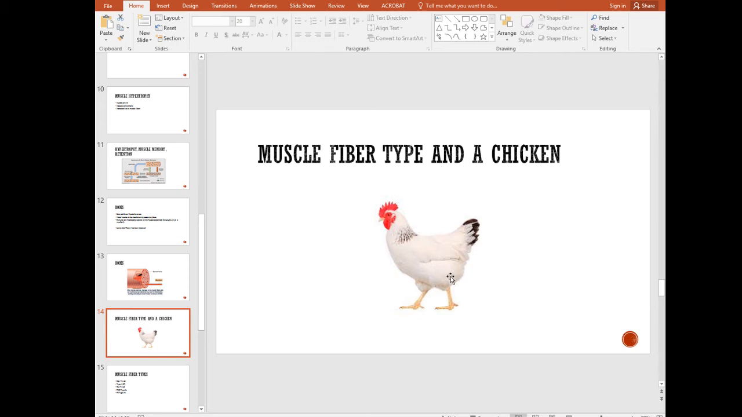Now, if you looked at these muscle fibers underneath a microscope compared to fast twitch, so these are slow twitch right here in the leg. If you compare them to what's up here in the breast, these are going to be much smaller because they're slow twitch.